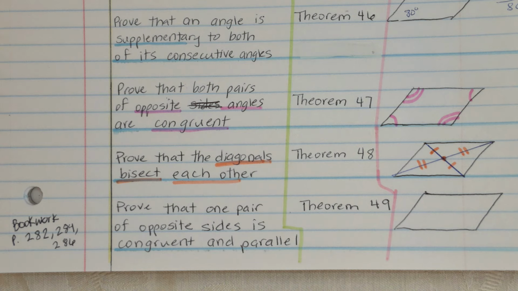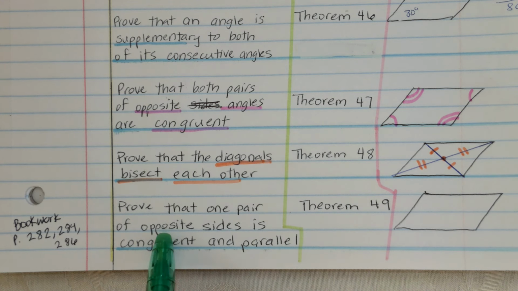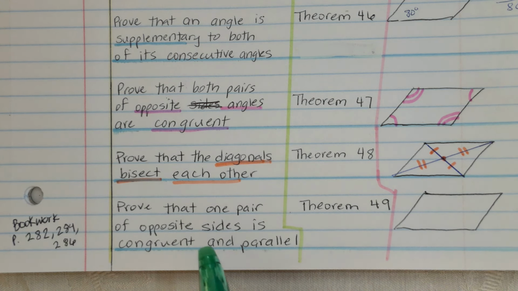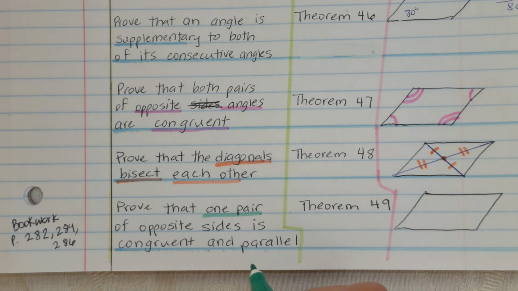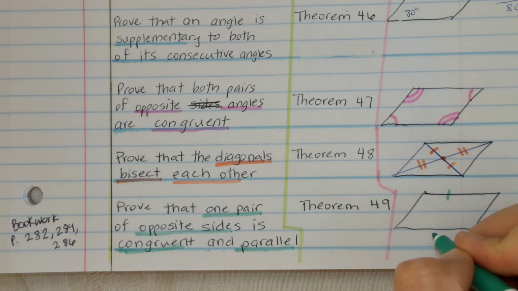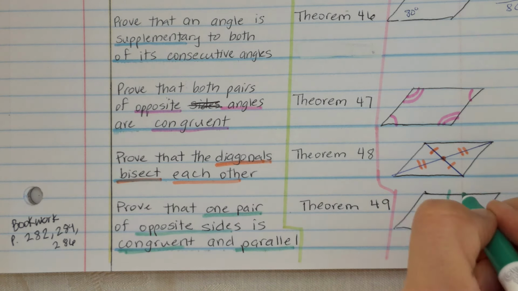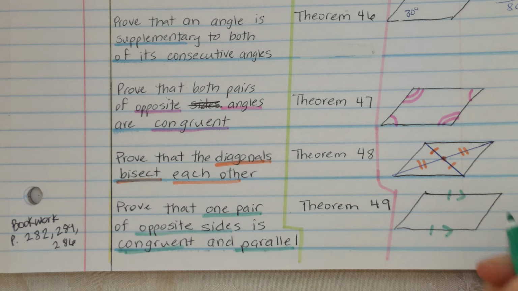The last method is to prove that one pair of opposite sides is congruent and parallel. This is Theorem 49. So we'll only be looking at one pair of opposite sides. It can either be like top and bottom, or it could be left and right. So one pair of opposite sides is congruent and parallel. And we mark this a special way. We would have congruent marked with one little line mark, and then parallel will be an arrow, like that. So it's like a line for congruent and an arrow for parallel.